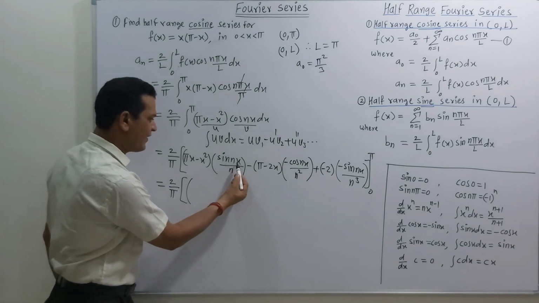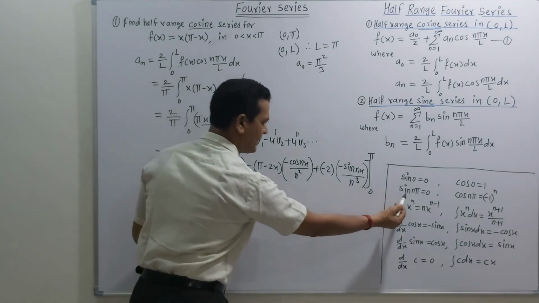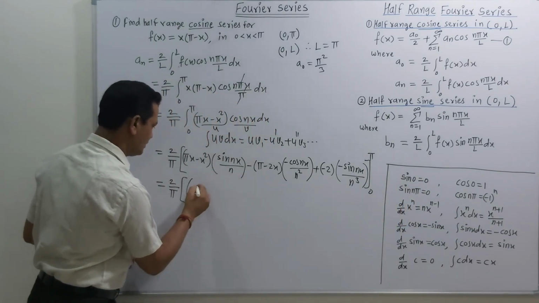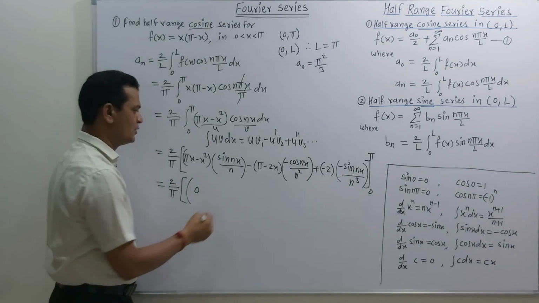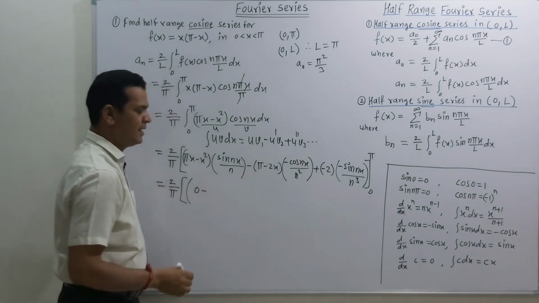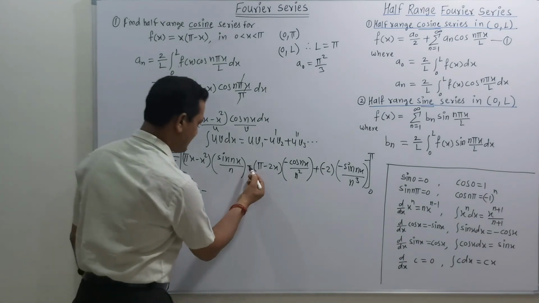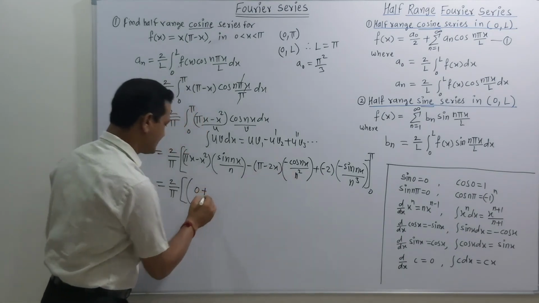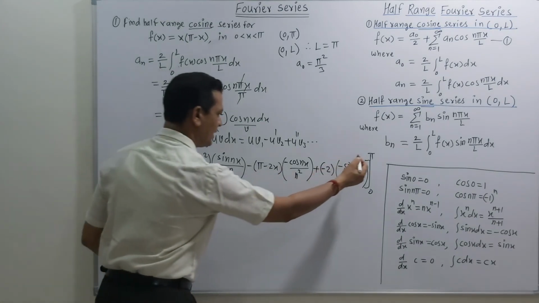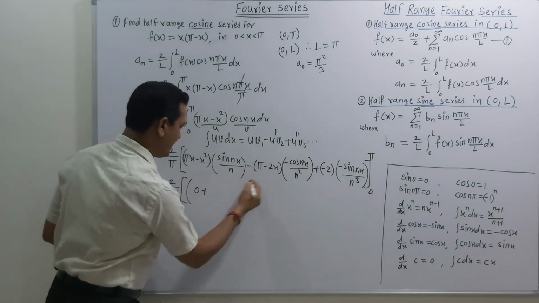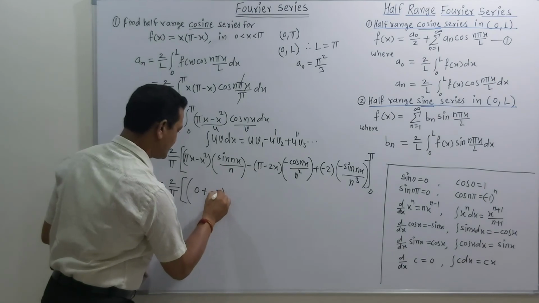If we put x is equal to pi here, then we get sine of n pi. And what is the value of sine of n pi? Sine of n pi is 0, and 0 into something is 0, so the total term is 0. Then this is minus, and again the cos term is there, which is non-zero, so we can write this minus as plus. If we put x is equal to pi, then we get pi minus 2 pi, which is minus pi.